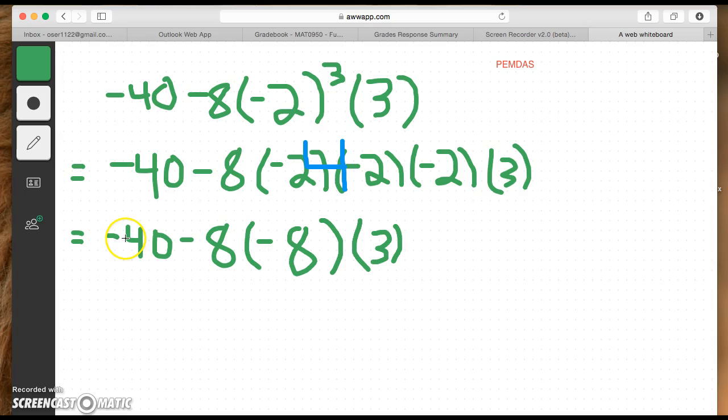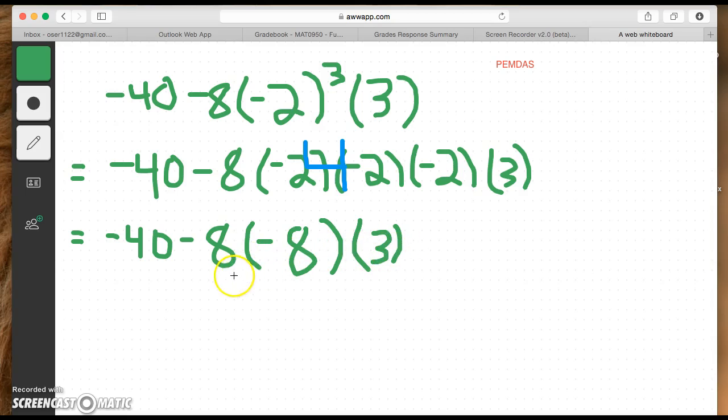Okay, so we have left negative 40 minus 8 times negative 8 times 3. Notice, guys, that this is very similar to our first line up here. Negative 40 minus 8 times a negative 2 cubed. Negative 2 cubed is negative 8, so times negative 8 times 3. So we are left with four numbers here: negative 40, 8, negative 8, and 3.